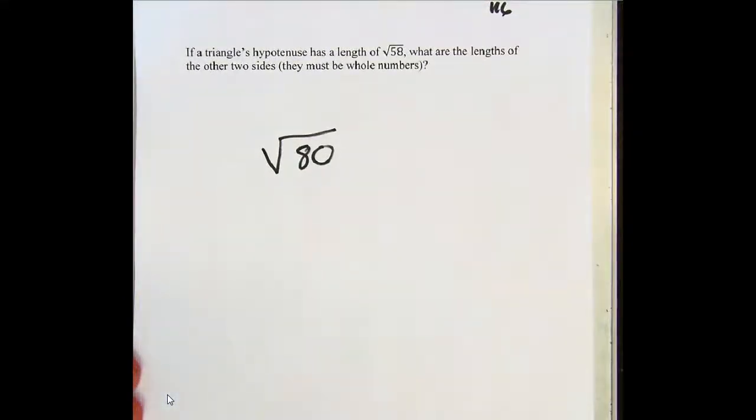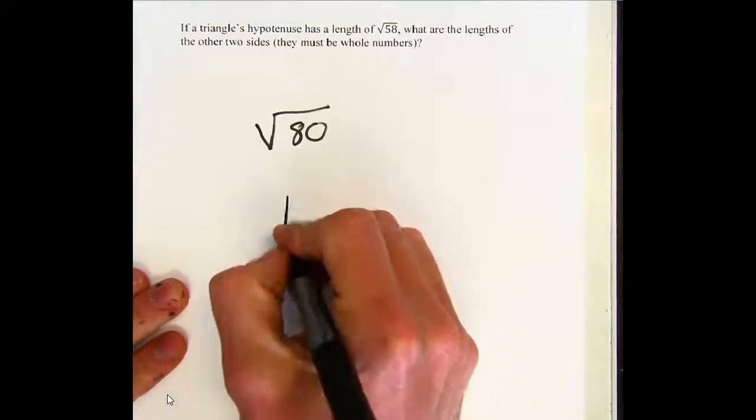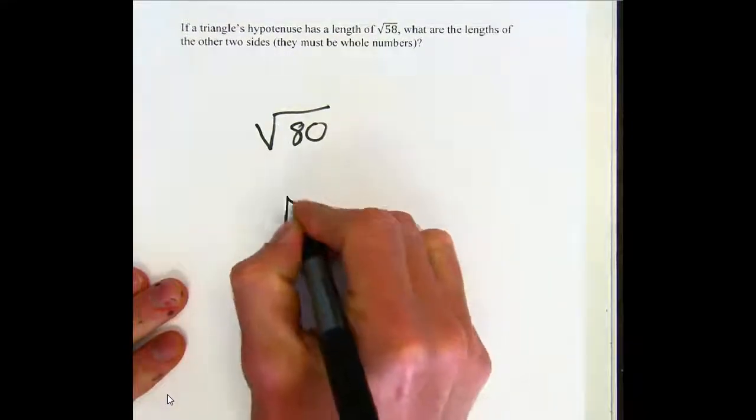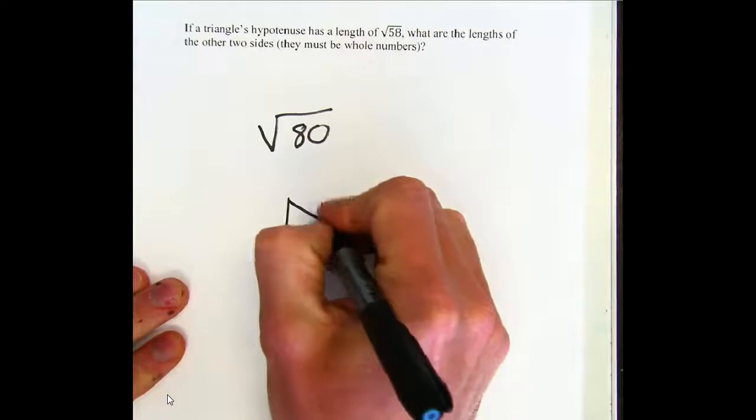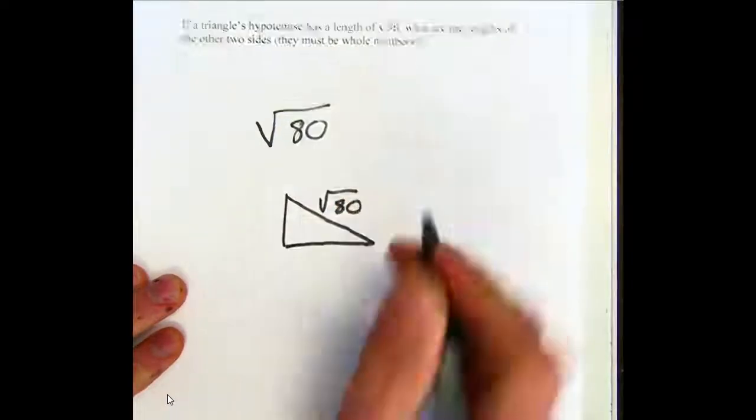Now, if a triangle's hypotenuse has a length of square root 58, what is the length of the other two sides? And they got to be whole numbers. So I'm going to make our triangle. And instead of using this, I'm using the square root of 80.